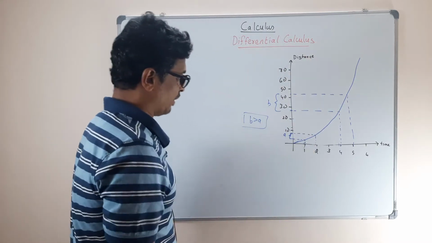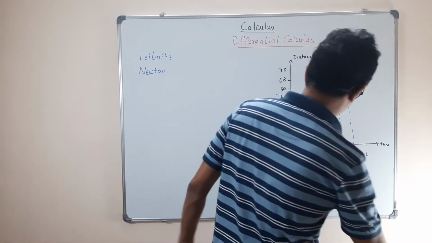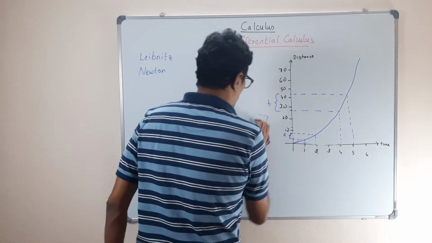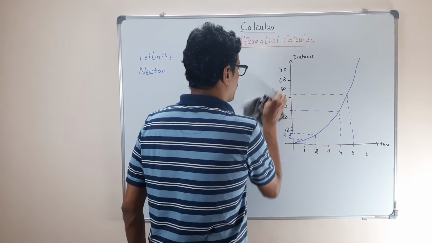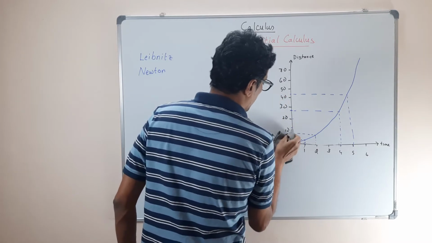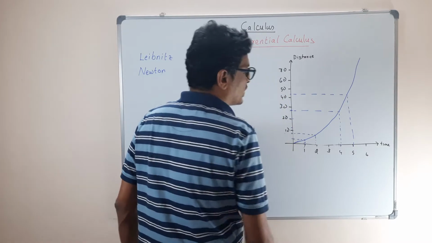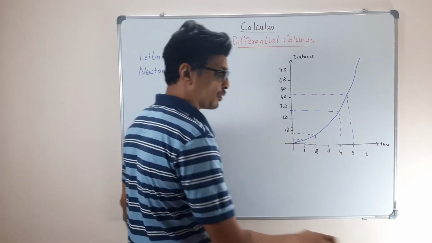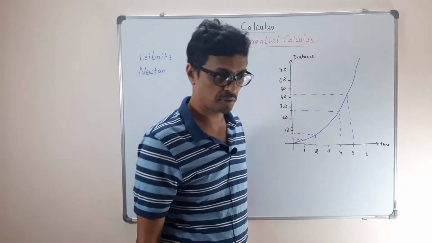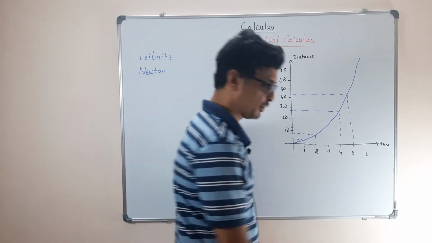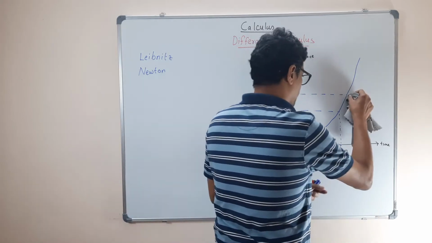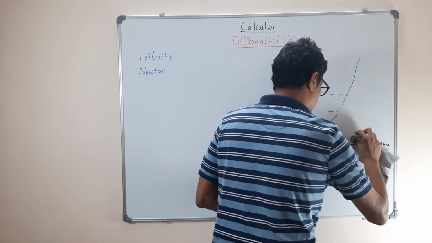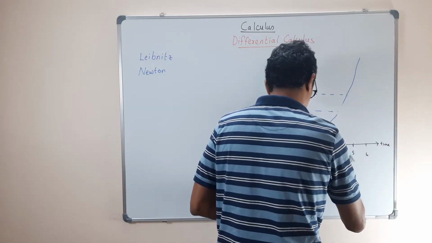Now the question I am asking is, let us put up the question. What is your speed while you are walking during, say, 3 to 4 minutes? During 3 to 4 minutes, what is your speed? I am asking you. How will you calculate? Tell me.